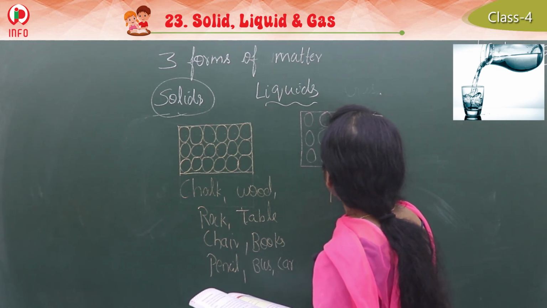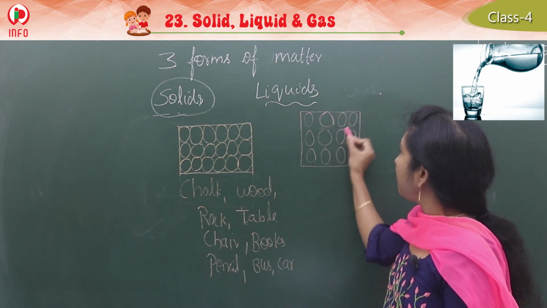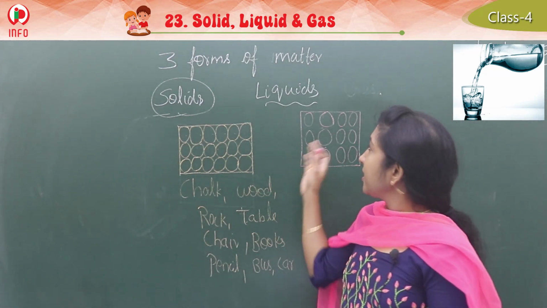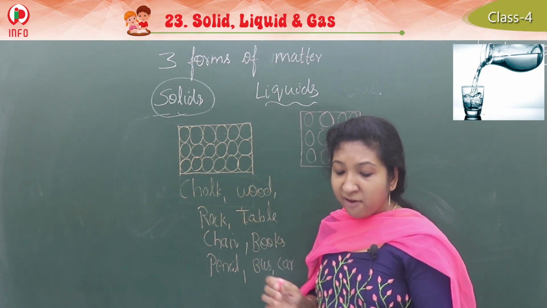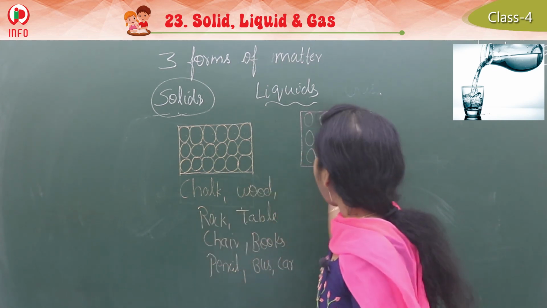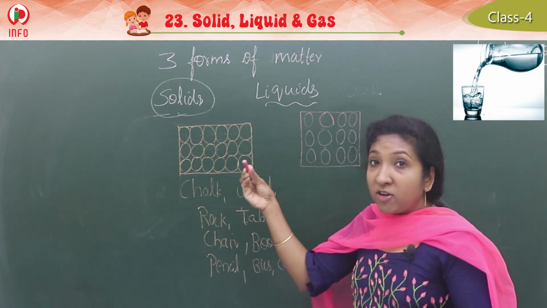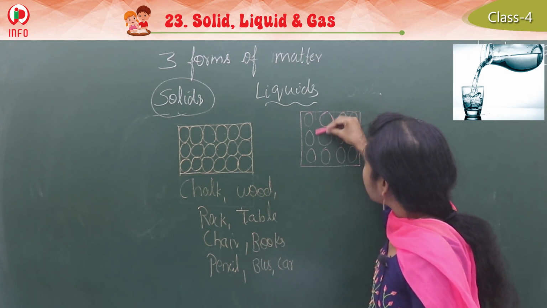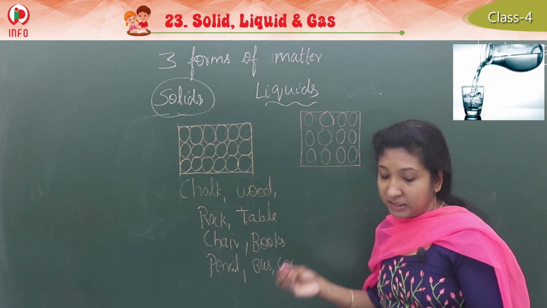The molecules are like this. They are less closely packed. A small gap you can see in between. They do not have such a strong force of attraction among them. In solids the force of attraction between them is strong because they are tightly packed. Here they are loosely packed, a small gap, space we can see. So their force of attraction is not that strong.